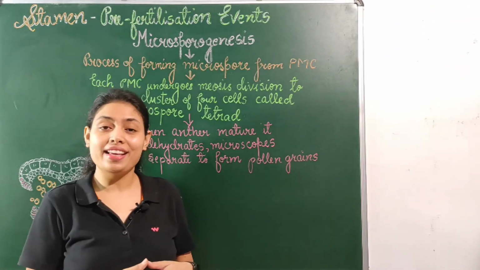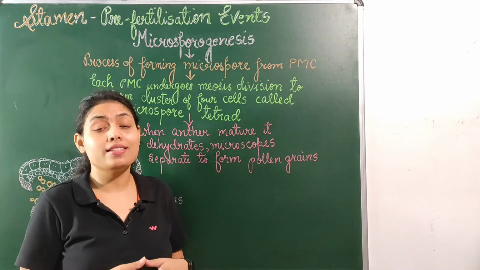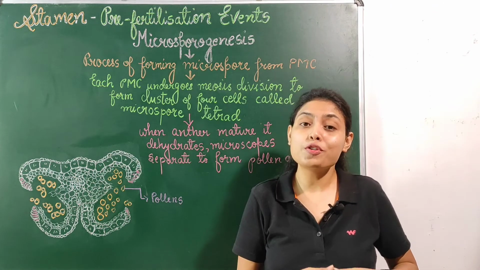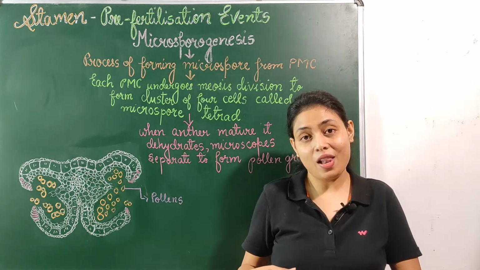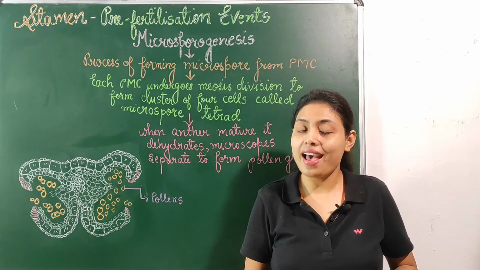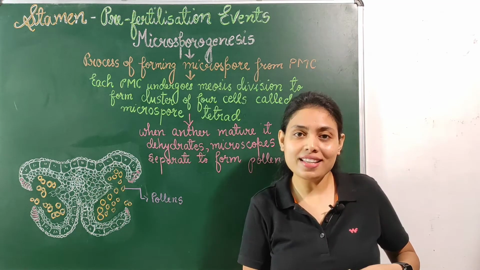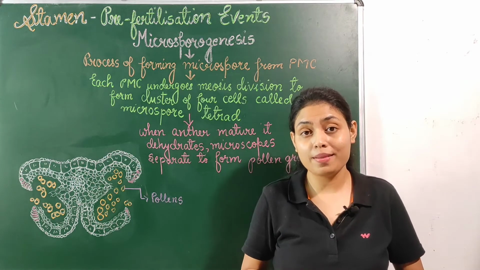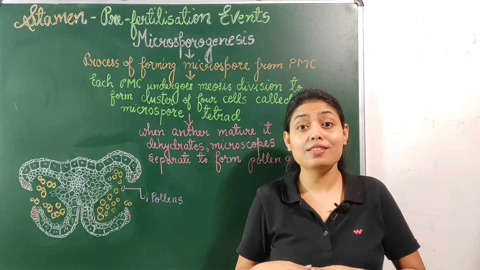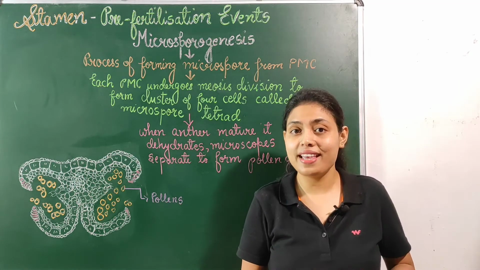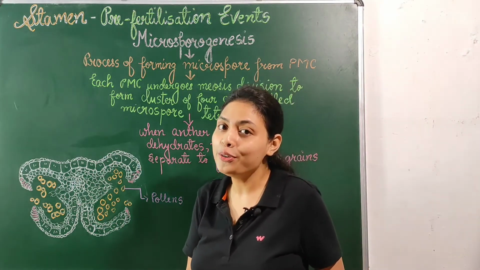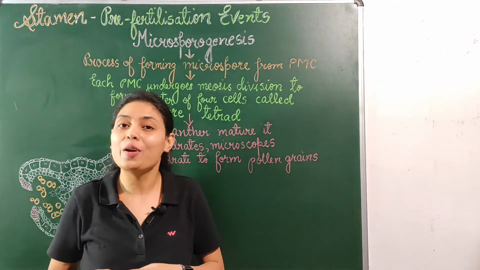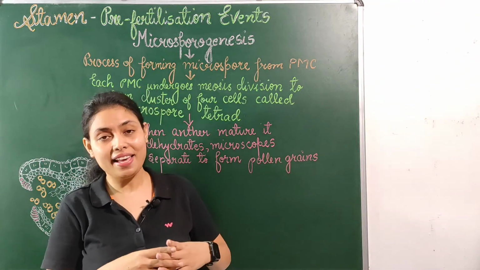Students, let's move to our next topic, microsporogenesis. Now, what is microsporogenesis? The formation of microspores from pollen mother cells or PMC is known as microsporogenesis. As I have earlier told you, the cells of sporogenous tissue are known as pollen mother cells because they are capable of producing pollen grains, and just because of this potential they are known as pollen mother cells.